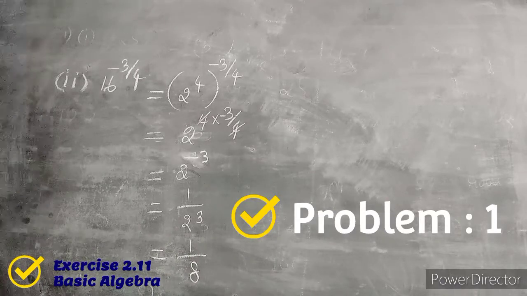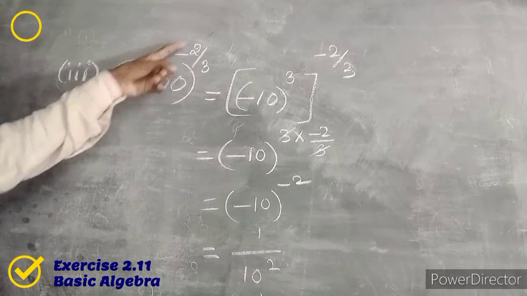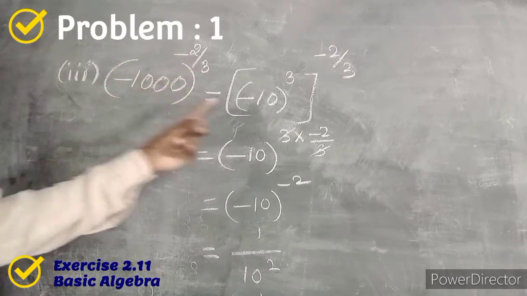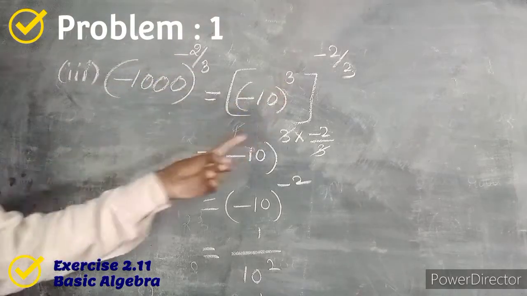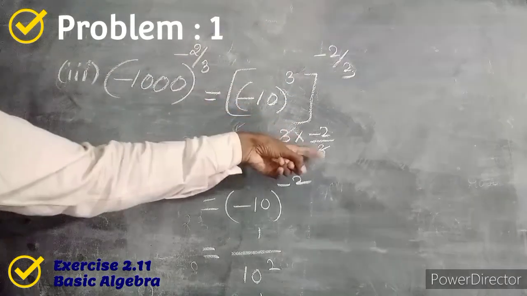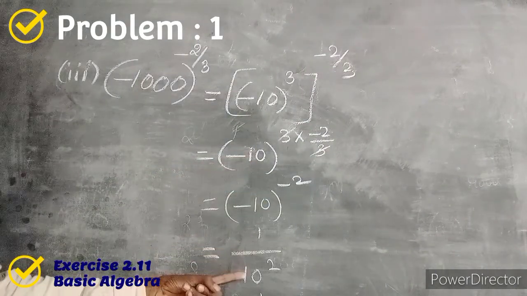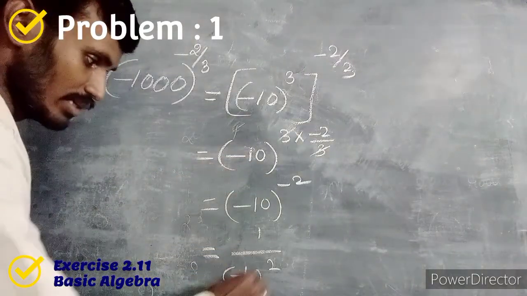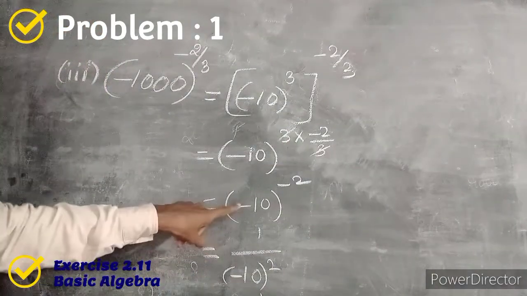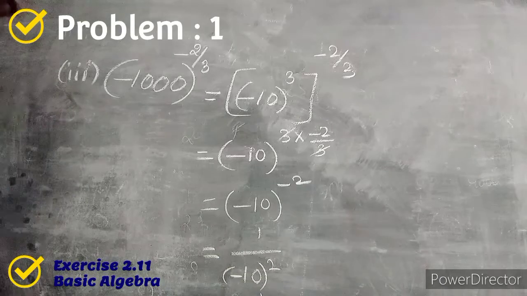Then third subdivision, subdivision number 3. Minus 1000 power minus 2 by 3. So this minus 1000 will be minus 10 cube. Then the product of 3 and minus 2 by 3: 3 into 3 cancel, minus 2. Minus 10 power minus 2 is 1 by minus 10 power 2. We can write it as minus 10 power 2, because it is minus 10 the whole square, which is 100. Therefore 1 by 100 is the final answer.